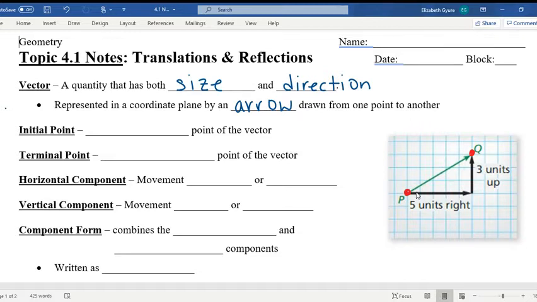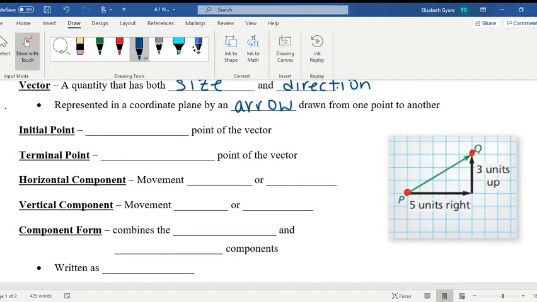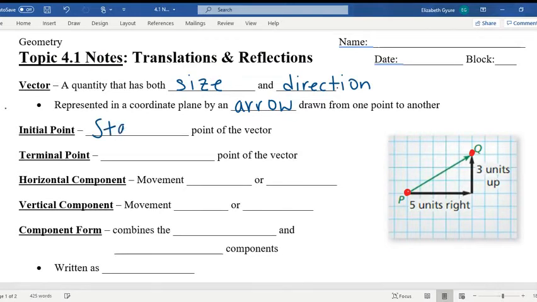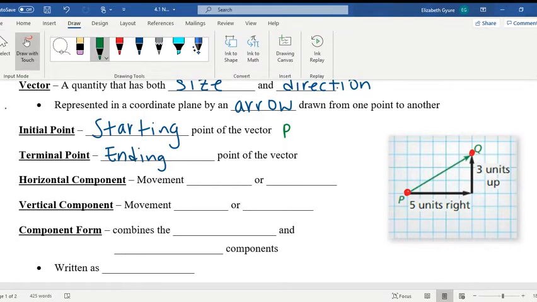When we move things in a coordinate plane, we're going to have an initial point and a terminal point, which should hopefully be reasonably self-explanatory. The initial point is literally the starting point of the vector. So in this situation, that would be P. That's where it started. Then the terminal point is where it ended up, the ending point of the vector. So in this situation, that would be point Q.